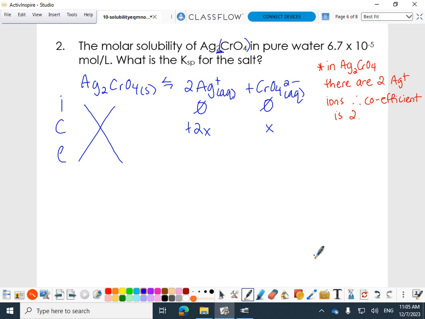Do I solve for x? Am I given a molar solubility value? That's really up to you, okay? You can do the same format for every word problem or every ICE table, and then go back and read carefully if you would like.